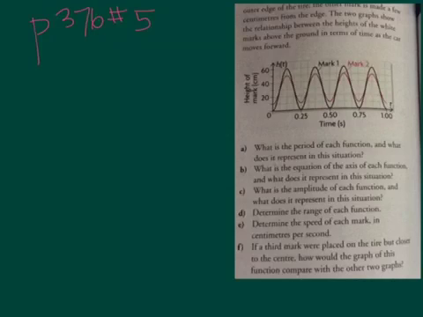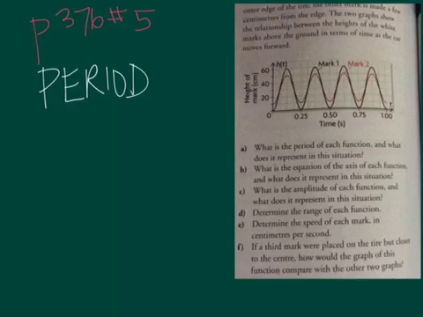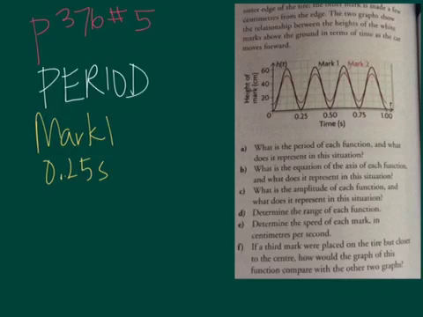The first part, what is the period of each function? So when we look at period, we need to look at the time it takes to do one complete wave. So looking at our graph, we can see that for Mark 1, a wave would take from 0 to 0.25 seconds. So the period is 0.25 seconds. For Mark 2, looking at the red curve, it's also 0.25 seconds for one complete wave. That's the period.